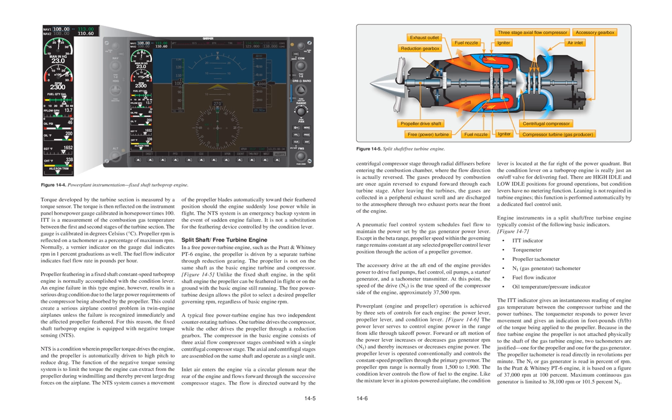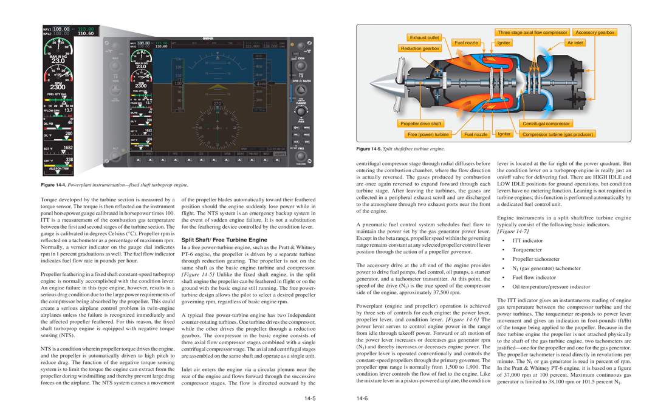Figure 14-4. Power plant instrumentation, fixed shaft turboprop engine. Torque developed by the turbine section is measured by a torque sensor. The torque is then reflected on the instrument panel horsepower gauge calibrated in horsepower times 100.